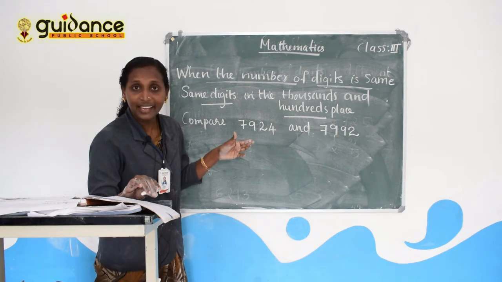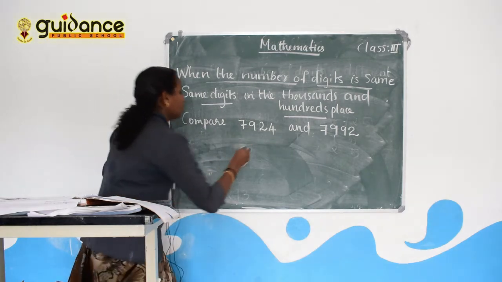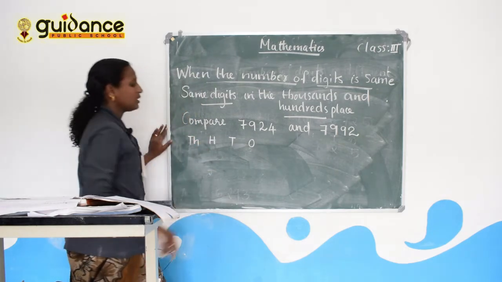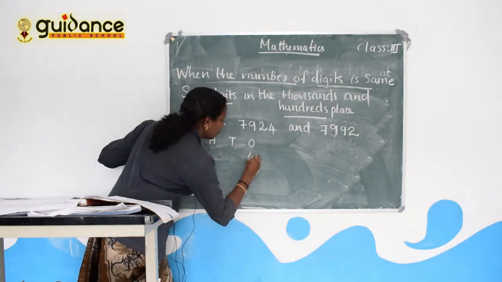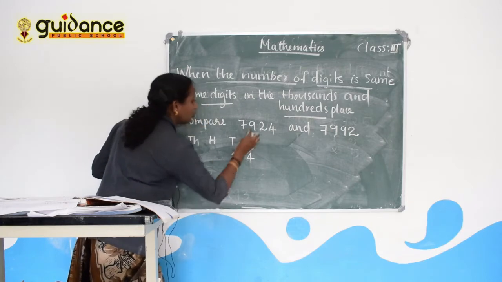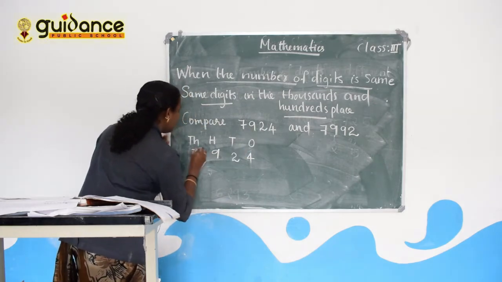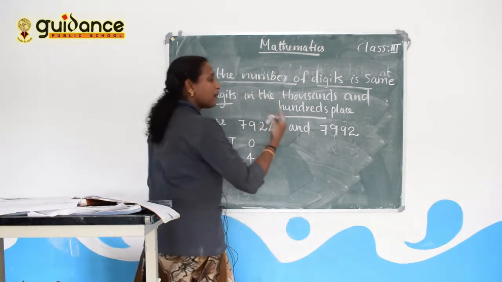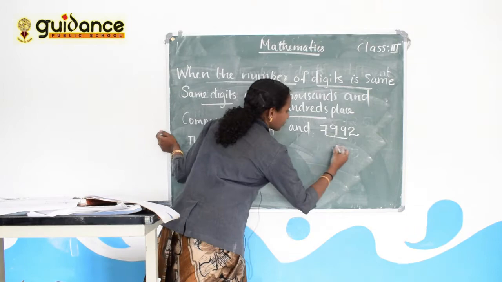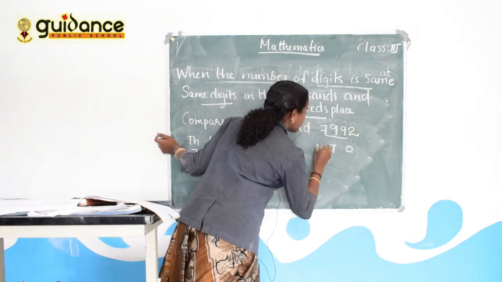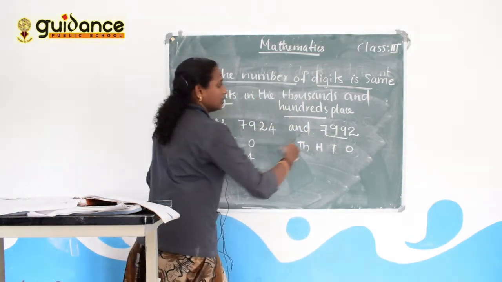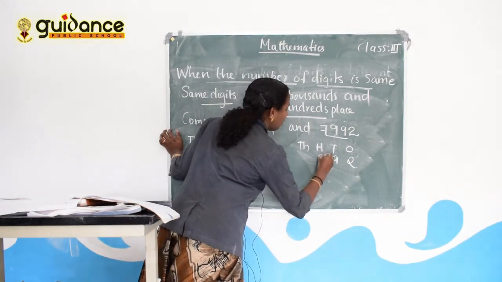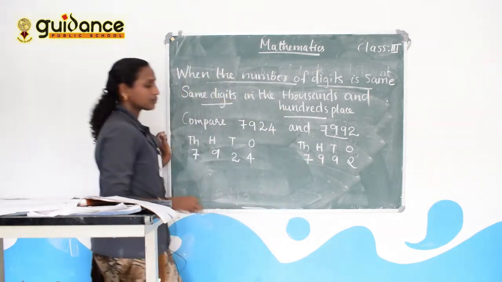First we have to write the place value form. That is ones, tens, hundreds, thousands. The ones is 4, tens is 2, hundreds 9, thousands 7. And also write the expanded form of this number. Ones, tens, hundreds, thousands. Ones 2, tens 9, hundreds 9, thousands 7.